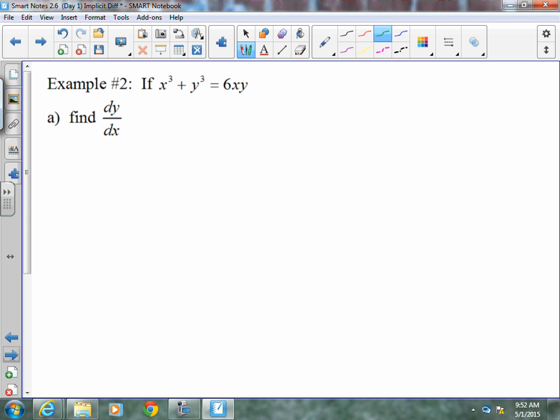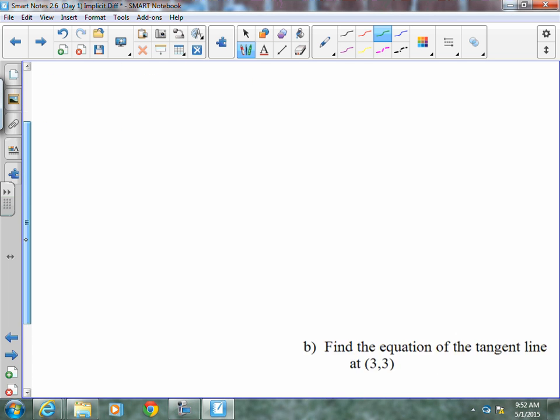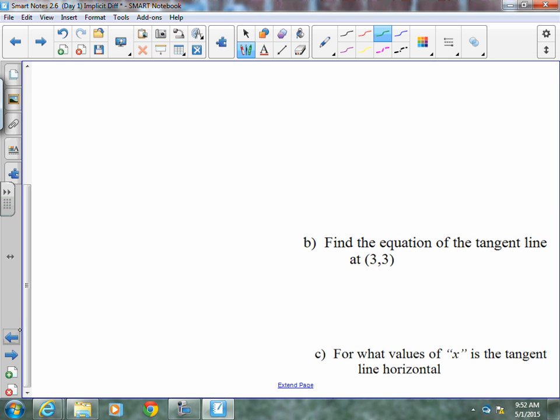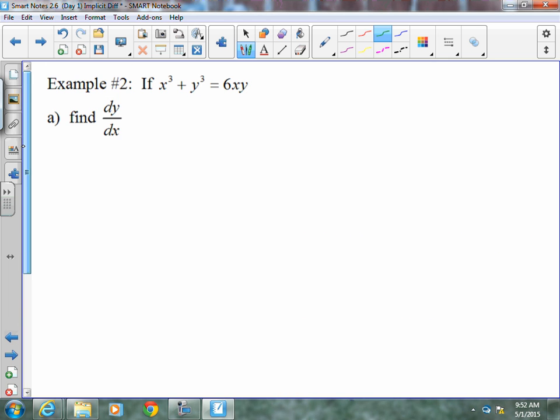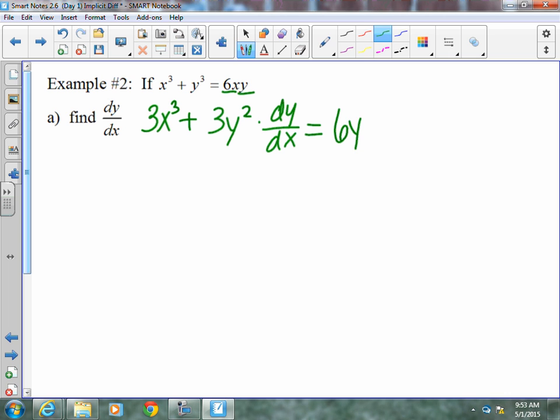Now, sometimes they get a little bit harder. We're going to do multiple steps with this one. We're going to find dy/dx, we're going to find the equation of the tangent line, and we're going to find at what values of x the line is horizontal. So first of all, find dy/dx. So derivative of x cubed is 3x squared. Derivative of y cubed is 3y squared times y's derivative equals, here we're going to need the product rule. The derivative of 6 is 6x. The derivative of y is 1 times dy/dx plus the second derivative of 6x is 6.